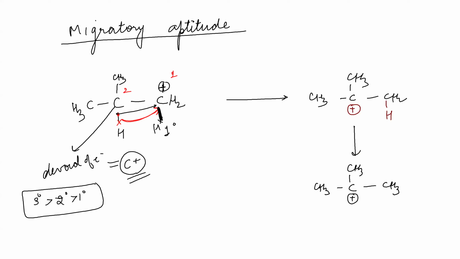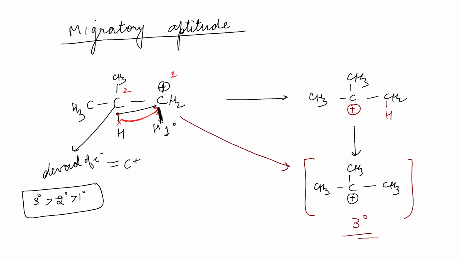I hope you're understanding. And obviously, what is the reason for shifting? That it is converted from 1 degree to 3 degree, which gives a sufficient amount of stability. So when we are dealing with this migratory aptitude, we have this carbocation being more stable. Got the point? So if given a chance, now understand. Here we have this bond, this bond, and this bond, and these three bonds were equally spaced from this carbocation.